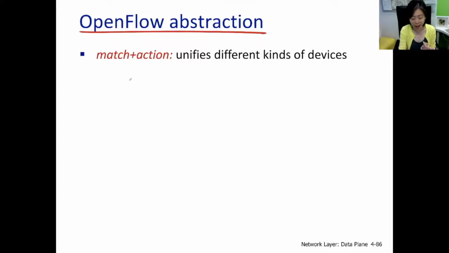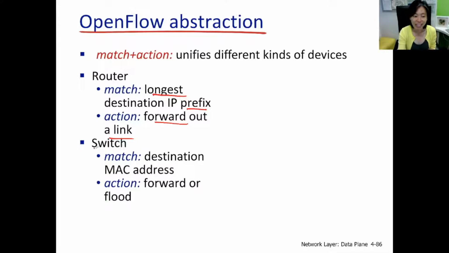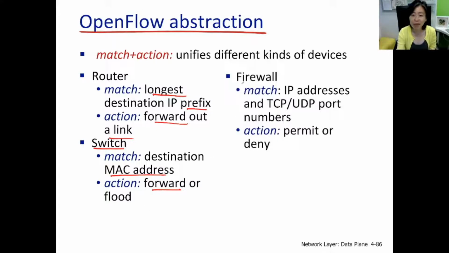It can emulate the traditional forwarding, just like the traditional routers. It can do longest prefix match and forward it out on a particular interface. It emulates also a link layer switch, so matching on the destination MAC address and then forwarding the packet further. It emulates also firewalls, by looking up the source IP address or destination port number and then dropping the packet or allowing packets.